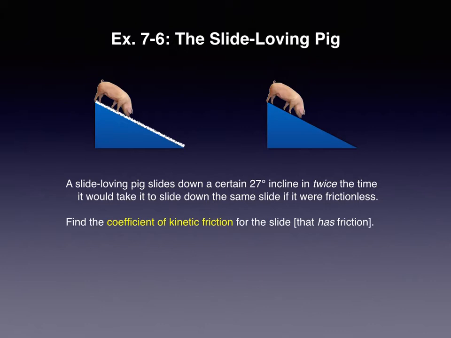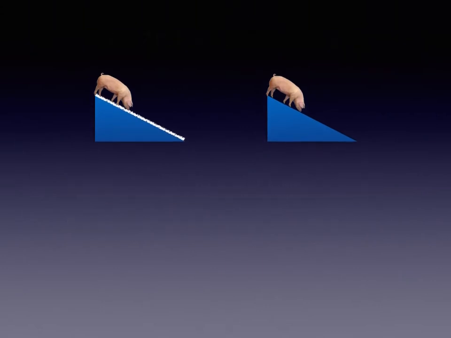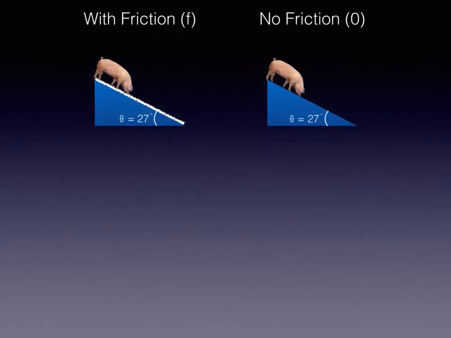All right, so let's start with a little bit of background right here. Anything that deals with the slide that has friction, I'm going to notate with a subscript lowercase f. Without friction, I'm going to use a subscript 0 for none. We see that both slides are 27 degrees inclined from the horizontal. It's essentially the same pig, but the one slide has friction.